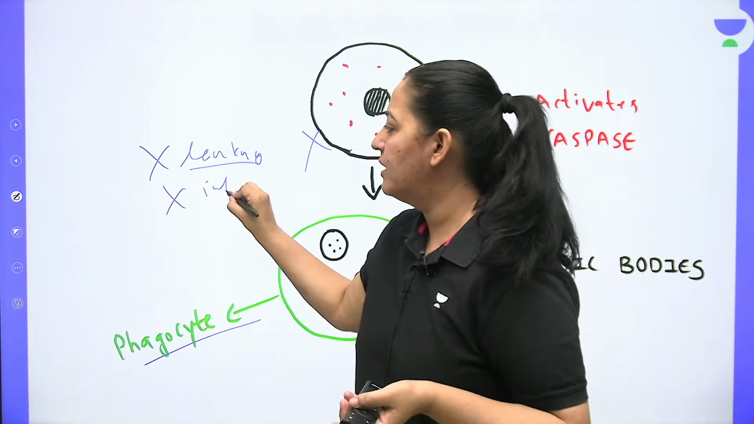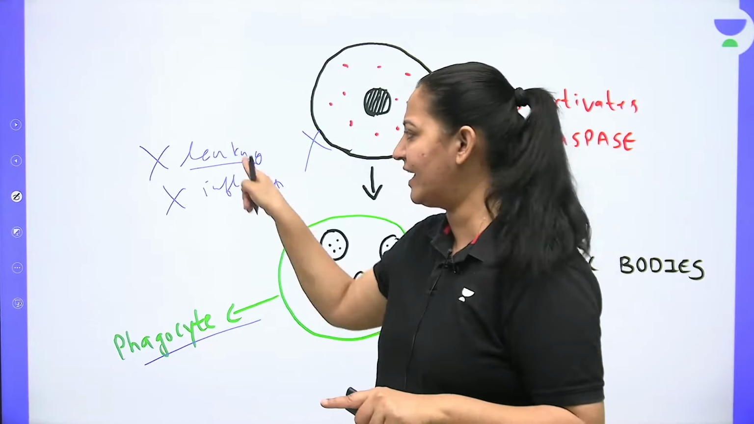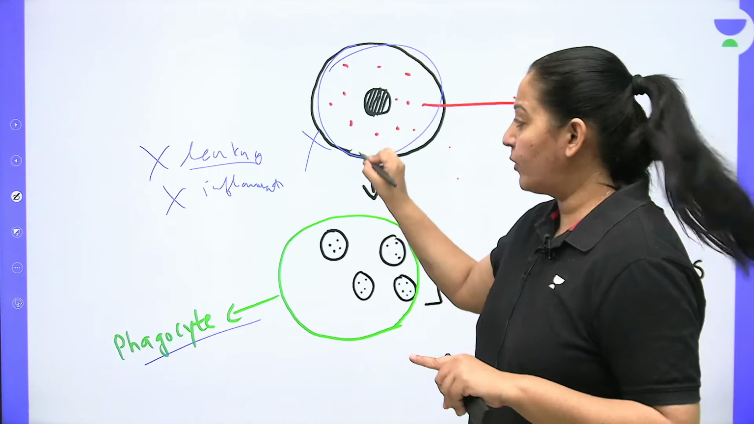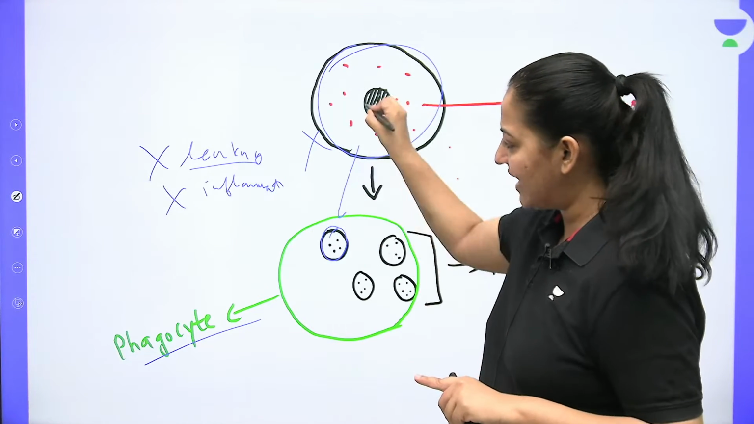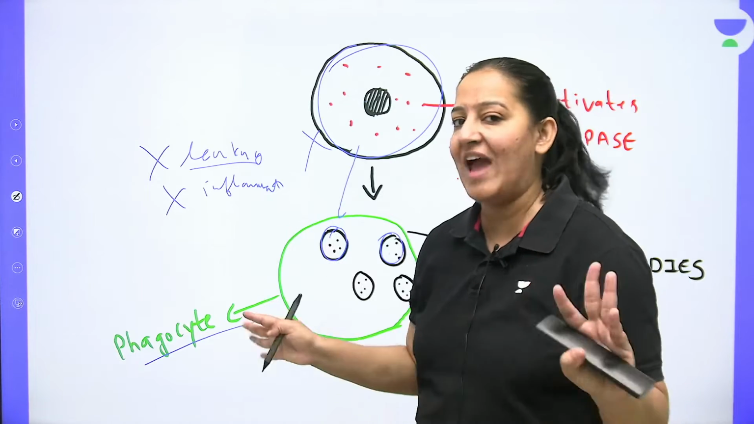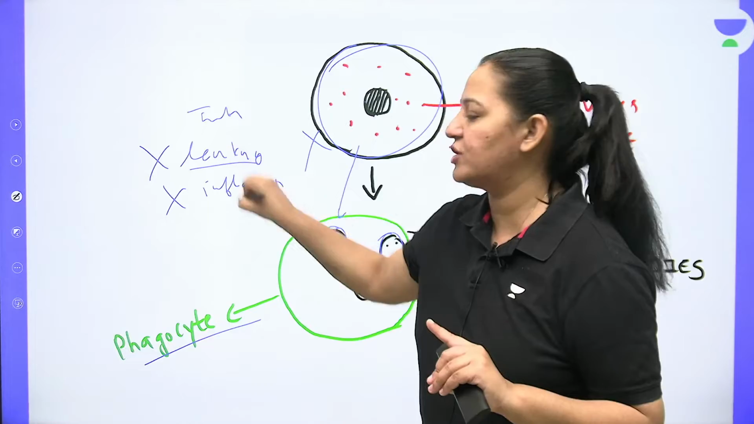There is no inflammation. No commotion will happen, no inflammation will occur, no neutrophil will come. There is no leakage, there is no inflammation. Cell membrane will remain intact till the end. You cannot say that during the conversion of the cell into multiple apoptotic bodies, there is a hole in the cell membrane. No, there is no hole. There is no gap. It remains intact. Cell membrane is intact. That's why there is no leakage, no inflammation.